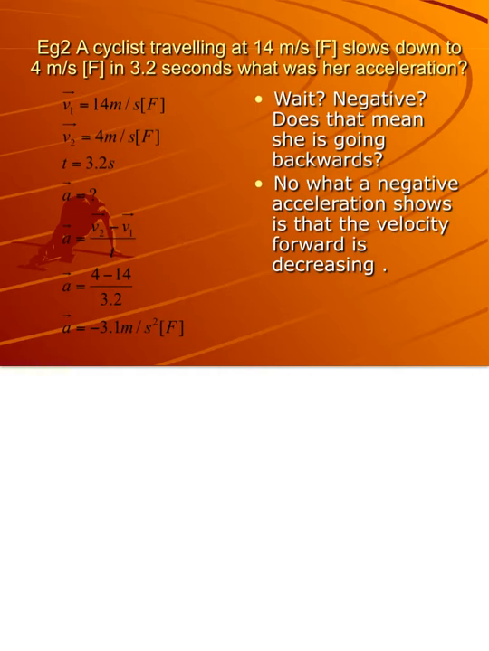Now, you might ask yourself, wait a minute, negative? Does that mean she's going backwards? No. She's always going forward. She starts at 14, she ends at 4. What a negative acceleration means is that your velocity is decreasing. So a negative acceleration means you're slowing down. A positive acceleration means you're speeding up. You may have heard the word deceleration. It really doesn't exist. There's no such thing as deceleration. It's just a negative acceleration. So negative acceleration means you're slowing down, positive means you're speeding up.